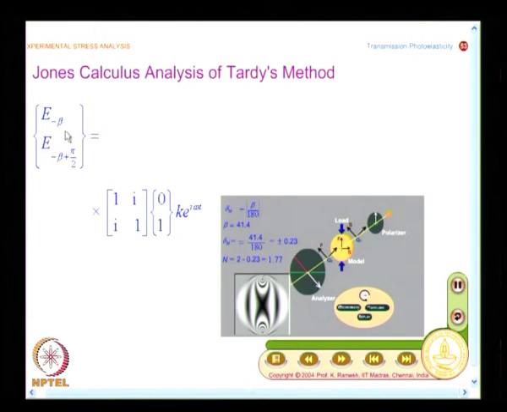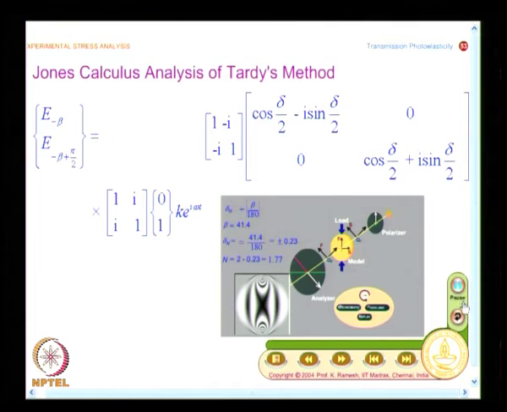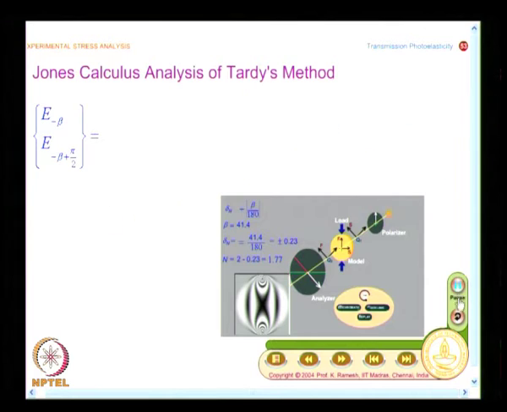So, my interest is to find out what happens along the analyzer axis and perpendicular to the analyzer axis, and I think we will see this one after another. I will replay the animation. So, what I am going to do is I want to find out this.